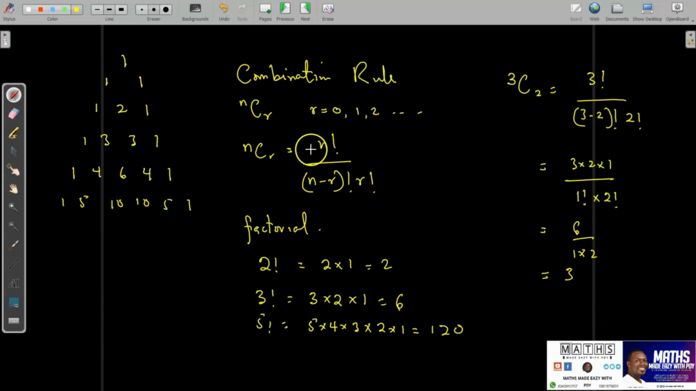So now that we've seen that this is the formula, please follow carefully. This is the formula for N combination R. Then it means we can link this up with the binomial expansion that we just learned. We can link it up because today we are going to look at the theorem for positive exponents. So let's look at how we can link up the combination rule to the theorem.